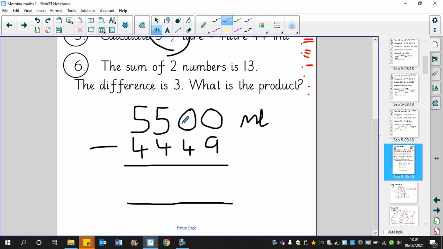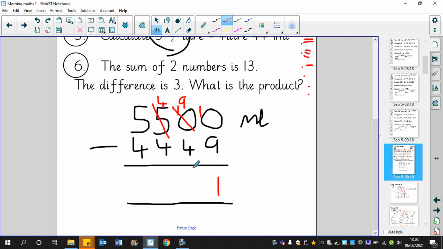We can't exchange from there, so therefore we have to exchange from this column. So 5 becomes a 4, and then that becomes a 10. Now, 0 take away 9 we can't do. So let's go to the 10 to exchange. So 10 becomes 9, and then one of those is worth 10 of those, so that now becomes 10. So now 10 take away 9 is just 1.